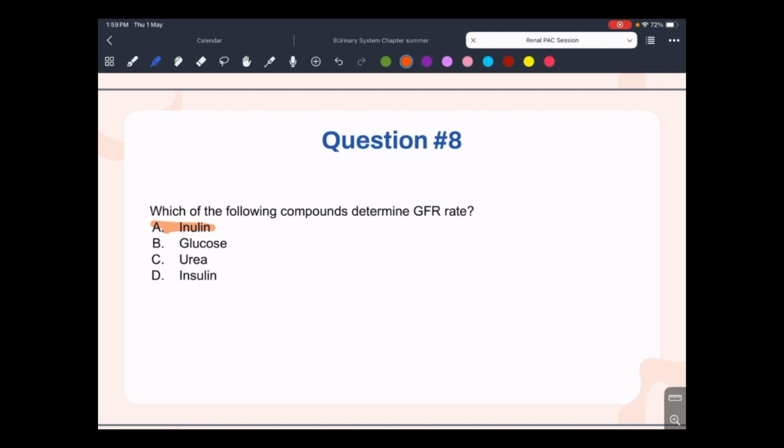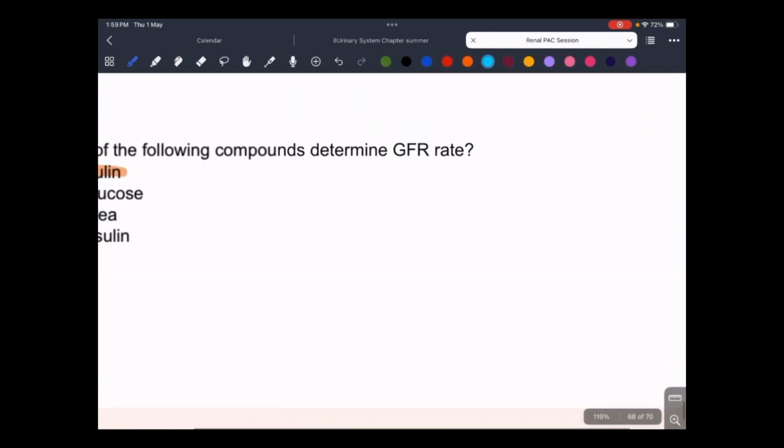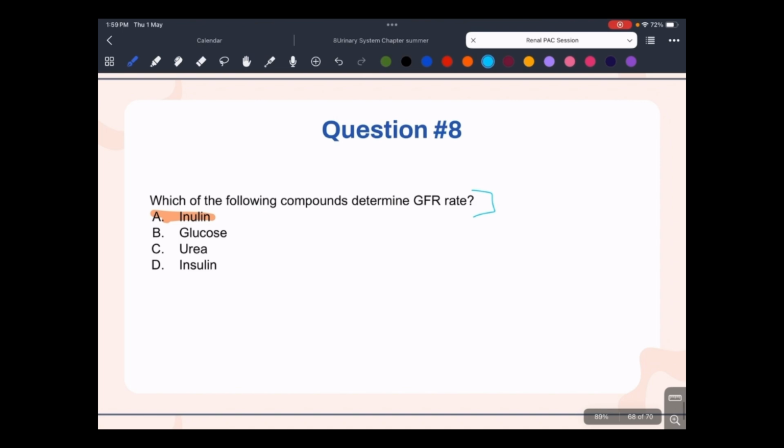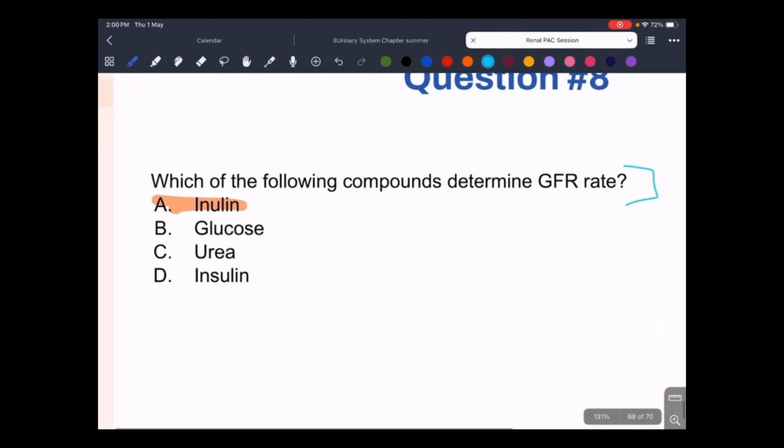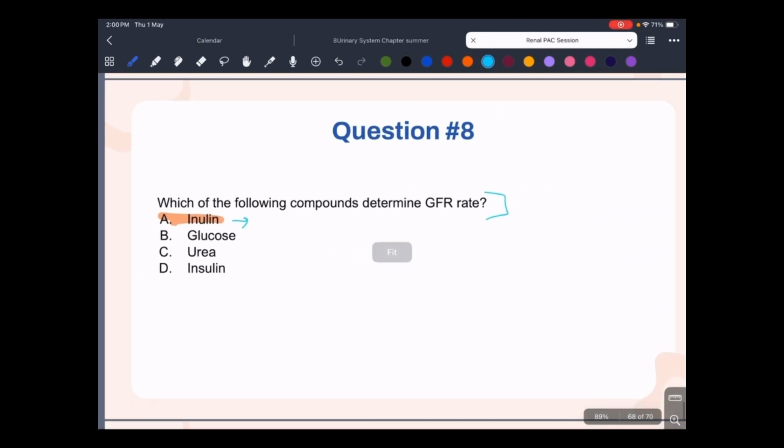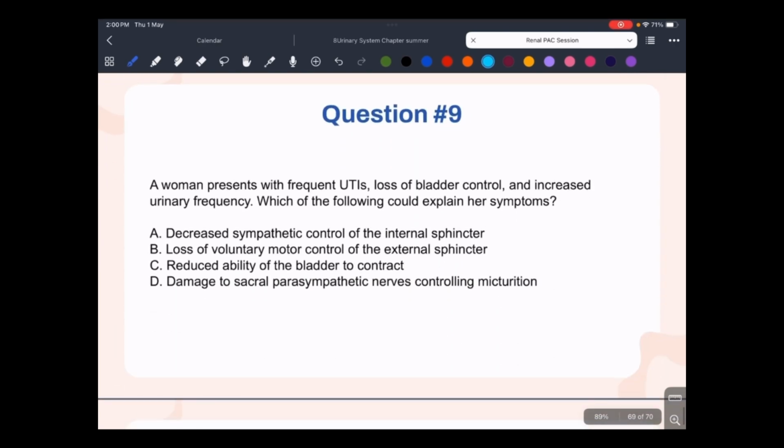Inulin. Also, be careful if a question like this comes, because they can tell you what is usually used to measure GFR in hospitals, right? In blood tests. This would be creatinine. Okay? But hypothetically, it's inulin, right? This is like the perfect compound, but we don't use it a lot, as I said, because it's impractical.